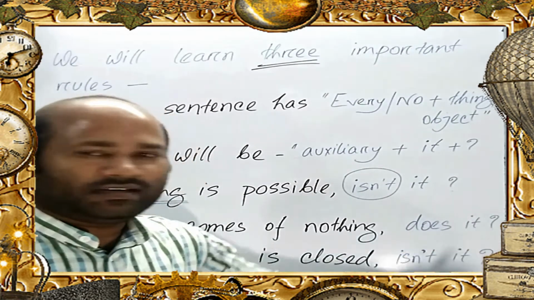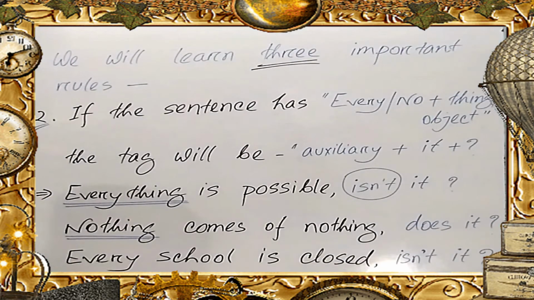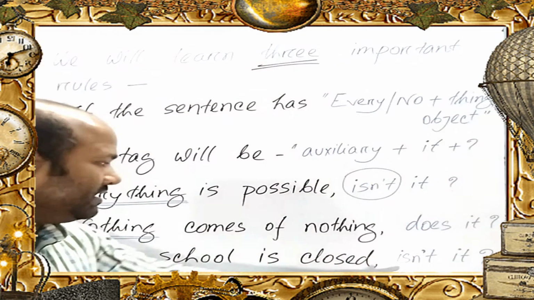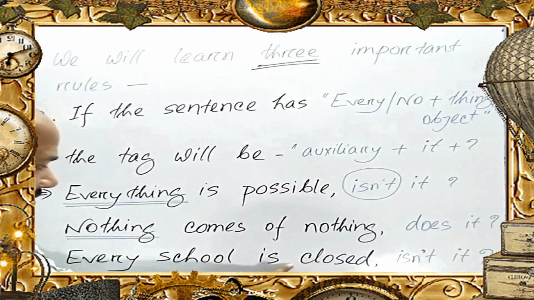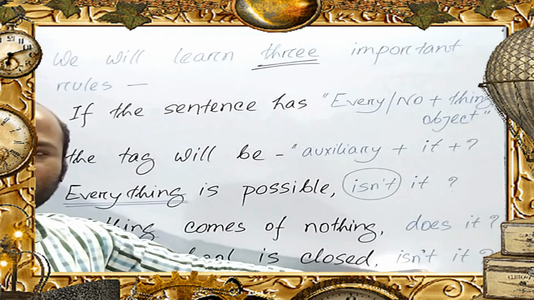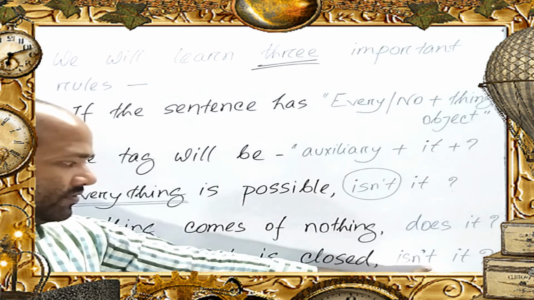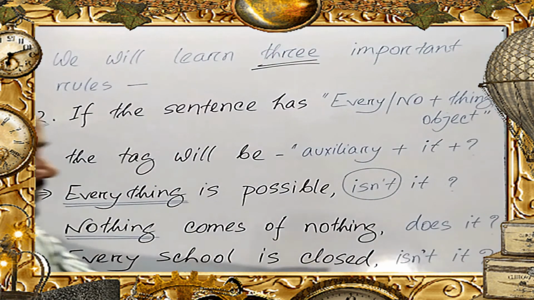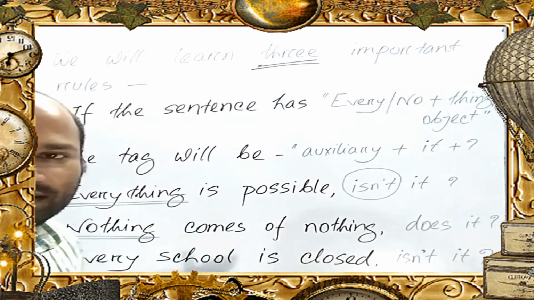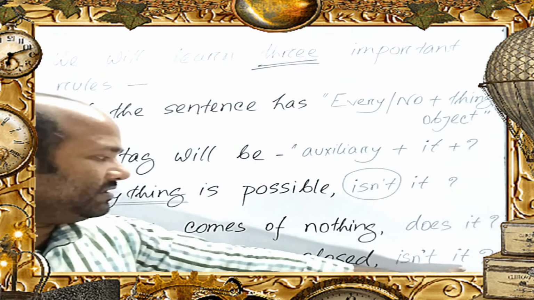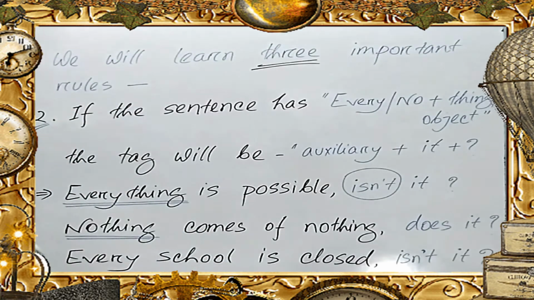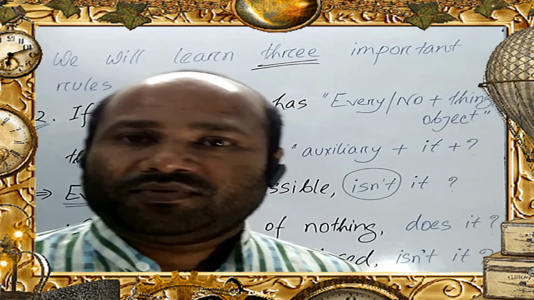So only does it. Final one: every school is closed now. So every school is closed, isn't it? There is the auxiliary is, and as it is affirmative, you have to write isn't. And every school, every plus thing or object, will take the subject it: isn't it? I think you have already got these two confusing but most important rules.